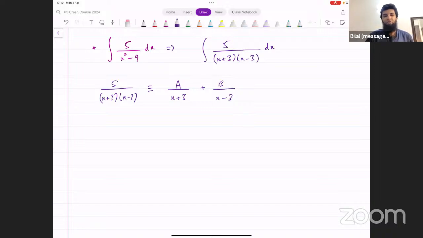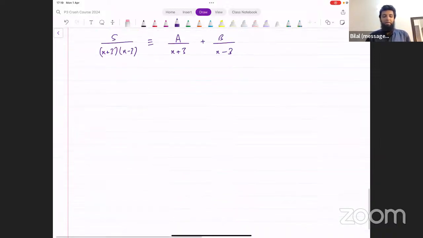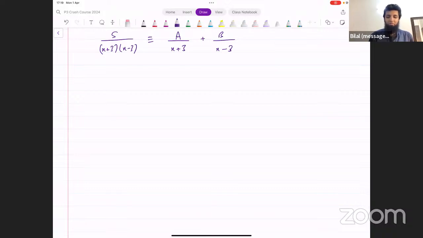You'll find partial fractions and then integrate the two fractions separately. It'll take some time. You'll find the values of a and b and then integrate them separately. Does everyone get that?